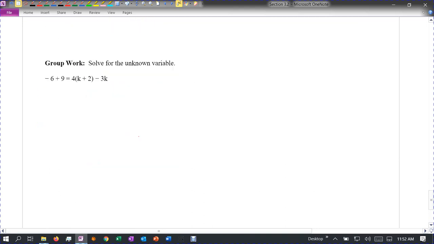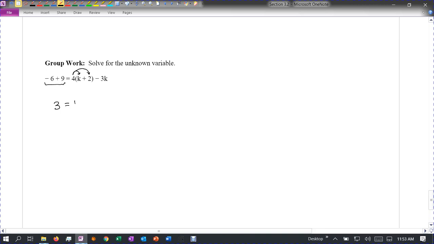Here's a group work, but I'll work through it now. Pause if you wish. Okay, for here I have k, but I've got k inside of a parenthesis. So what I'm going to do first, I'm going to use my distributive property and multiply the 4 through here first. I'm also going to combine these 2 like terms together to give me a 3.